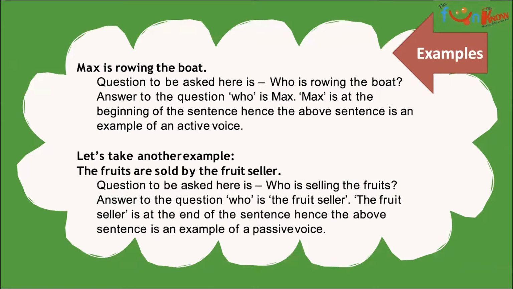Let's look at another example. The fruits are sold by the fruit seller. Who is selling the fruits? The fruit seller. Now, the subject is fruit seller, and fruit seller is at the end of the sentence. Therefore, this sentence becomes a passive voice sentence.